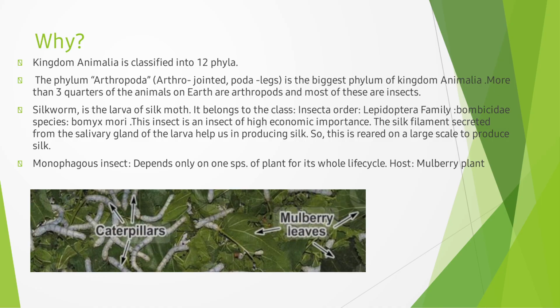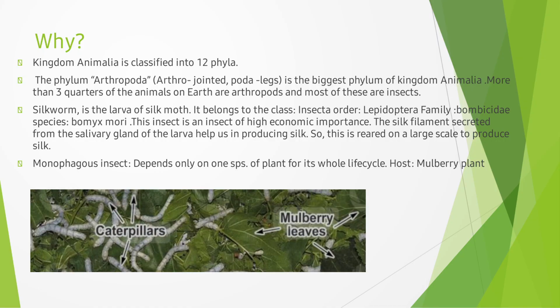So, why we have to study this topic under agricultural entomology: the kingdom Animalia is classified into 12 phyla, and the phylum Arthropoda is the biggest phylum of the animal kingdom. More than 3/4 of the animals on earth are arthropods, and most of these are insects.